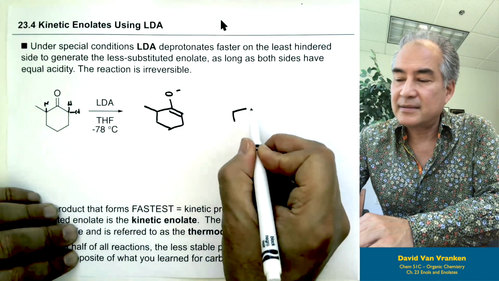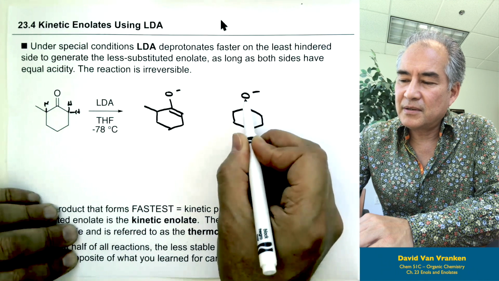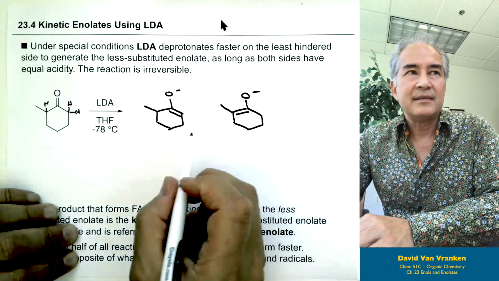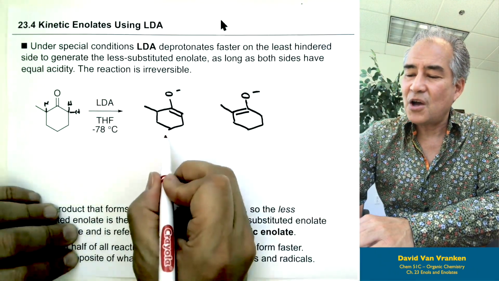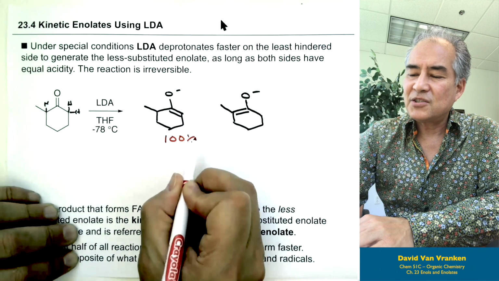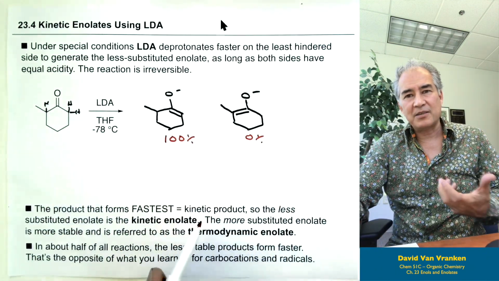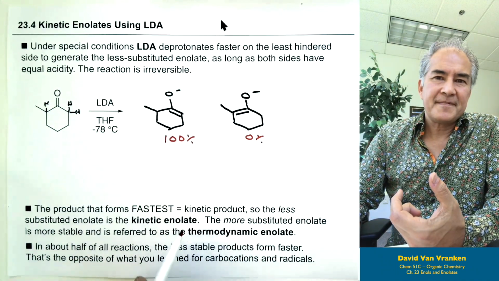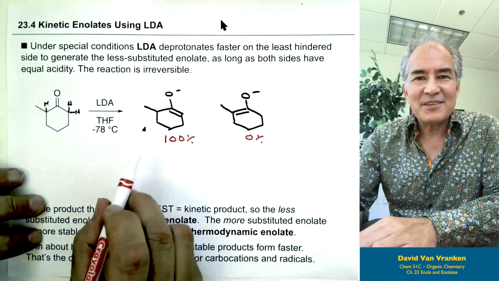And what you don't get out of this is the deprotonation on the other side, which would lead to a more substituted enolate. So, I mean, LDA is so selective. And it's so powerful, you get 100% yield, and it's so selective, the ratio of these 2 possible deprotonation products is 100 to 0. So picky and so choosy. Wow. Why is that extraordinary?